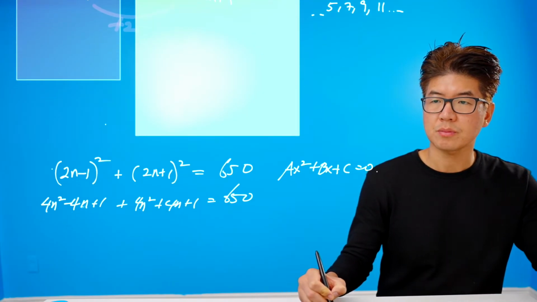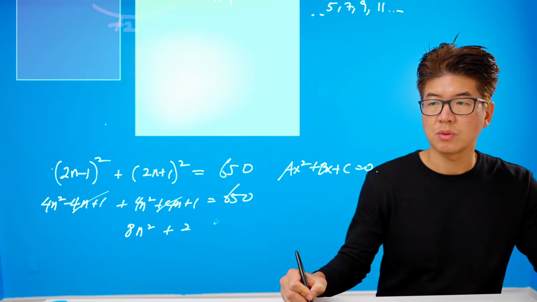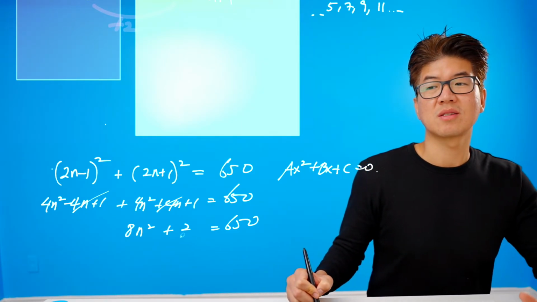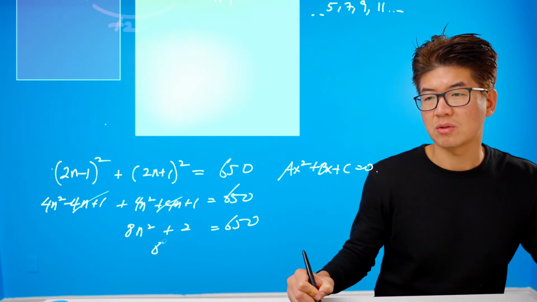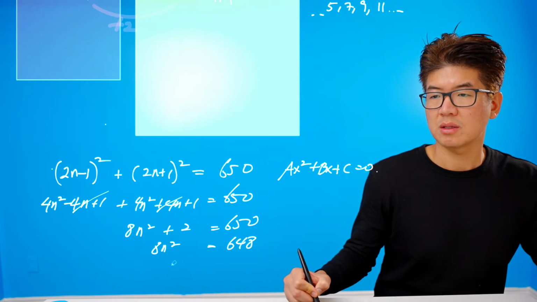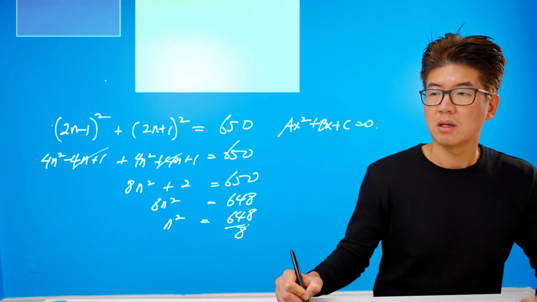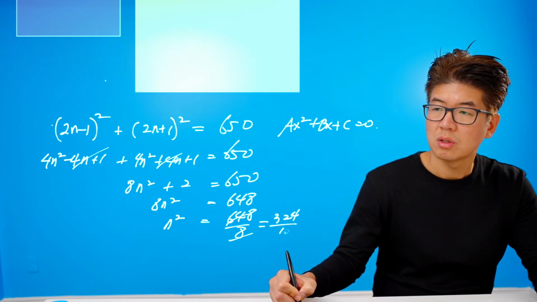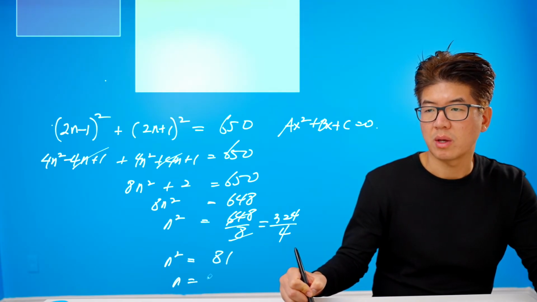So that cancels out and we get 8n squared plus 2 equals 650. This is super nice. Why is this so nice? We don't have the n term, so it's very easy to solve this. You just have to isolate it. So this is going to be 648, n squared is going to be 648 divided by 8. Let's divide top and bottom by 4. Nice. So n is 9.